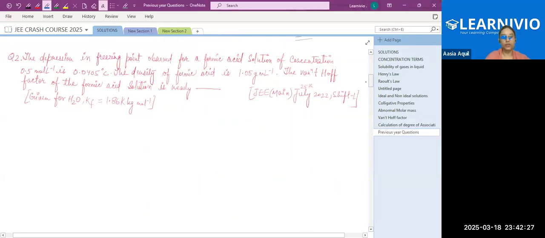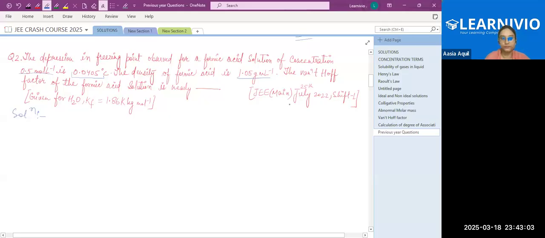Okay, so here's the second question. The depression in freezing point is observed for a formic acid solution having a concentration of 0.5 mole per liter, and the depression in freezing point is 0.040 degrees Celsius. The density of formic acid is 1.05 gram per ml. You have to tell me the van't Hoff factor of the formic acid solution.